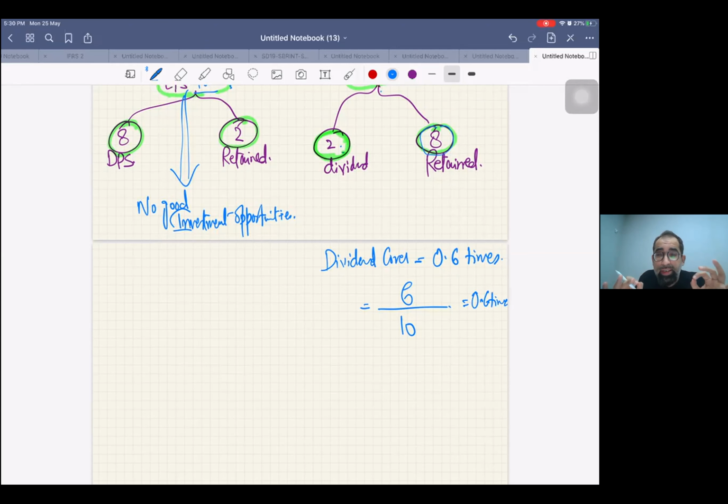So, final words, if dividend cover is less than 1 times, it means you are paying more dividend than your earnings. If dividend cover is less than 1 times, it means you are paying more than what you have earned. That means you are distributing your old retained earnings. These dividends do not belong to the current year earnings, because in the current year you earned $6 and you are paying $10. Does it make sense?